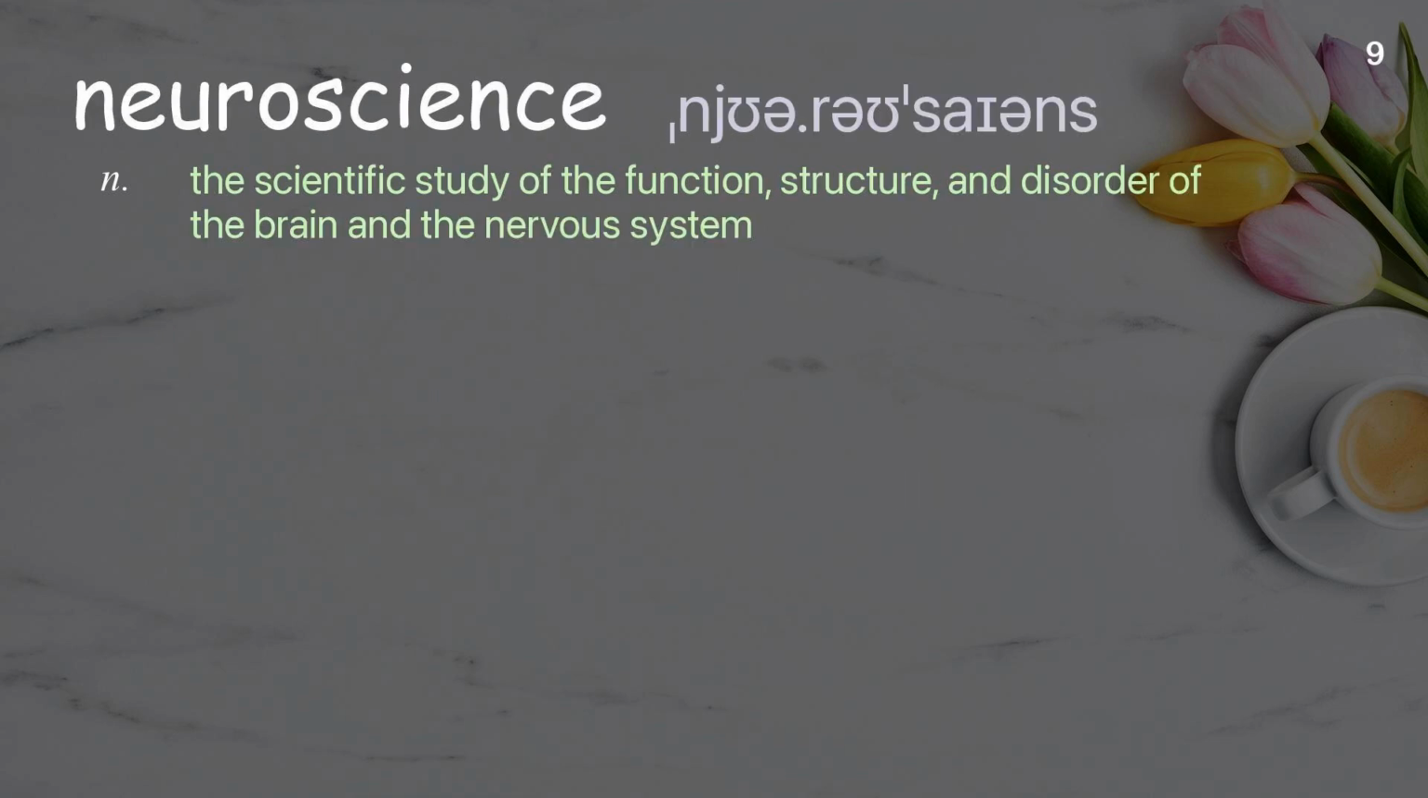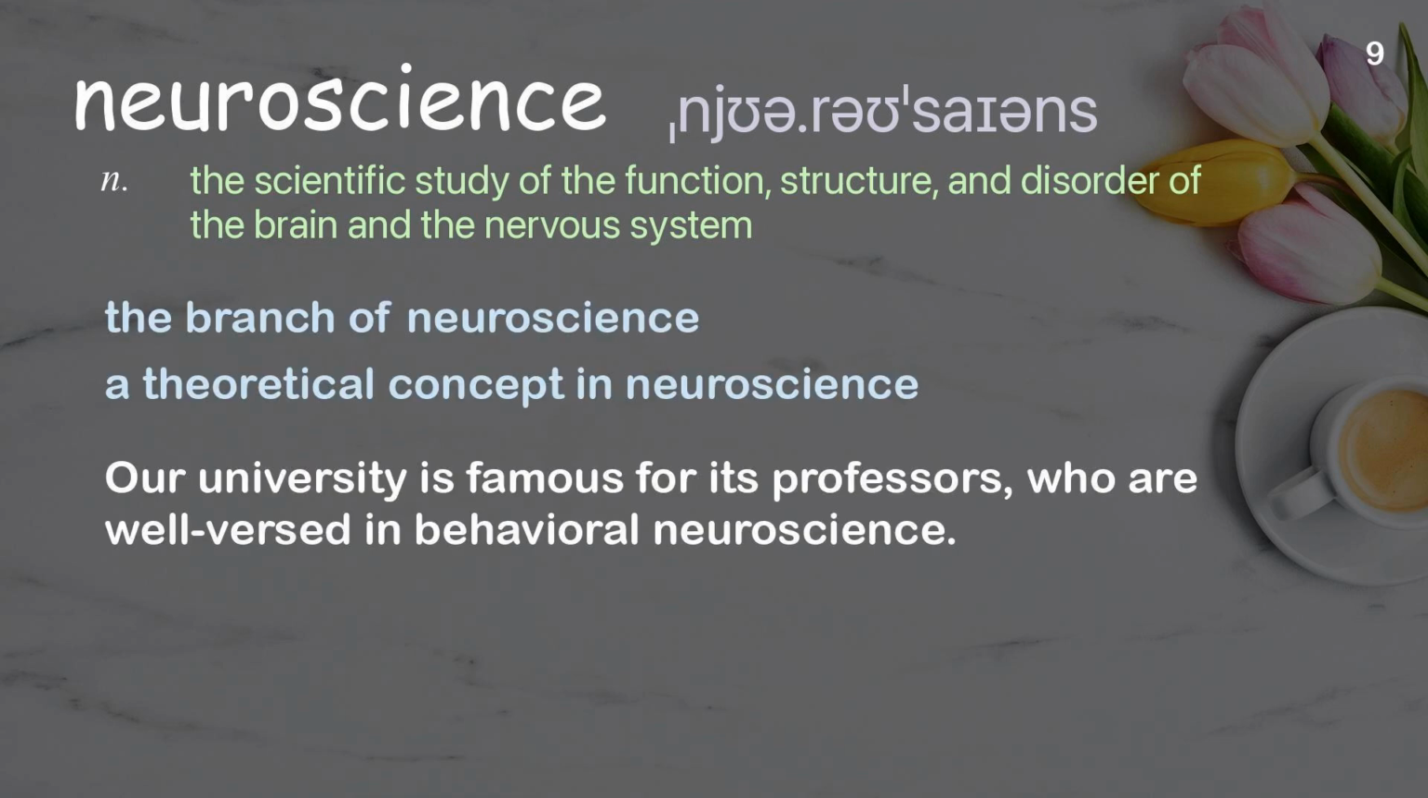Neuroscience. The scientific study of the function, structure, and disorder of the brain and the nervous system. Examples: the branch of neuroscience, a theoretical concept in neuroscience. Our university is famous for its professors who are well-versed in behavioral neuroscience.